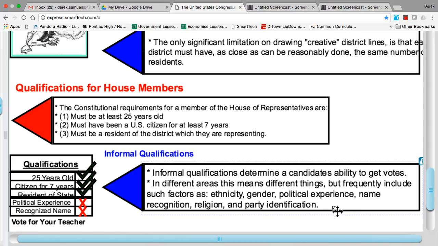members of the House as well. If you wanted to vote for me, here's my list of qualifications right there. I am 25 years old. Yay! I've been a citizen for all of my 36 years. Yay! I am a resident of our state. Yay! I have no political experience, and nobody except for you guys knows my name. So I'm probably not going to get elected to the House, but who knows? Maybe I'll run anyway. We'll find out.